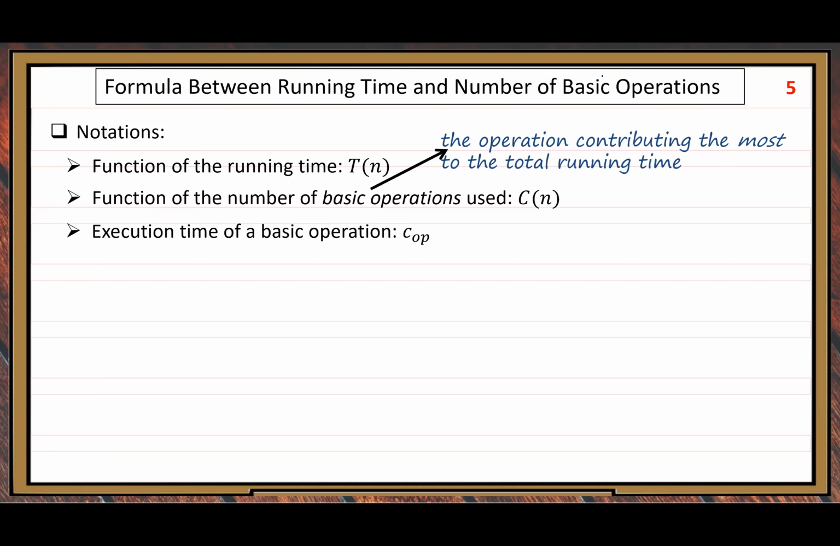Execution time of a basic operation. So here we also need one constant. Oh, question about basic operations. If you didn't have multiplication in the function, would addition become the basic operation? So here, we need to look at all the operations and see which one contributes the most to the running time.